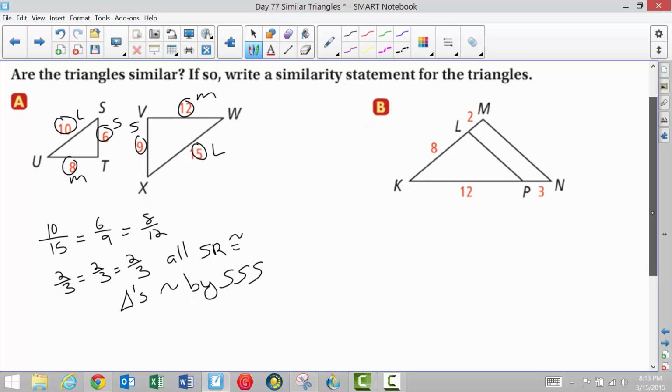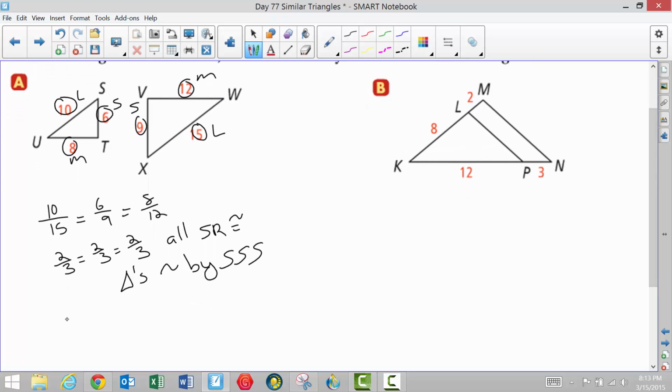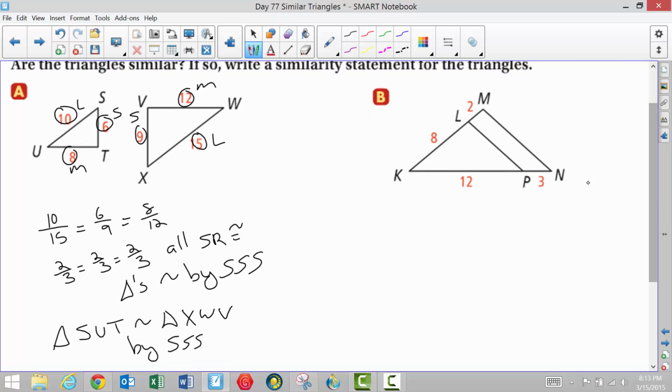Now my similarity statement for letter A, I have triangle SUT is similar to triangle... Okay. S gets compared to, or sorry, gets compared to X. U gets compared to W. And then V. So again, those are similar by side, side, side. Letter B.